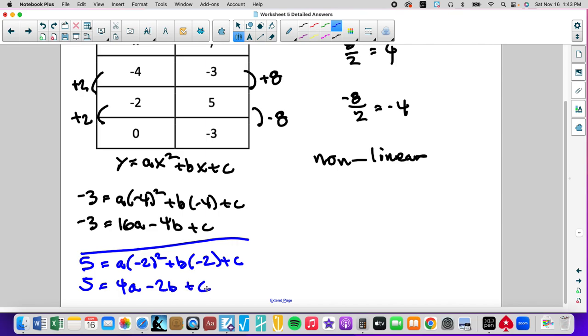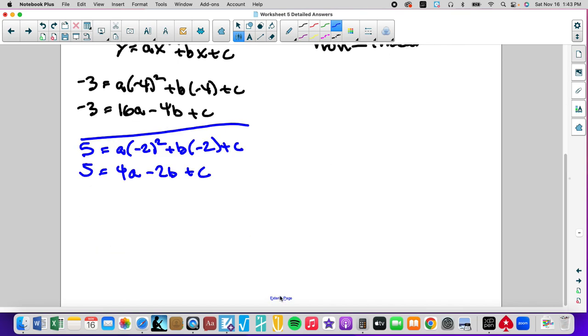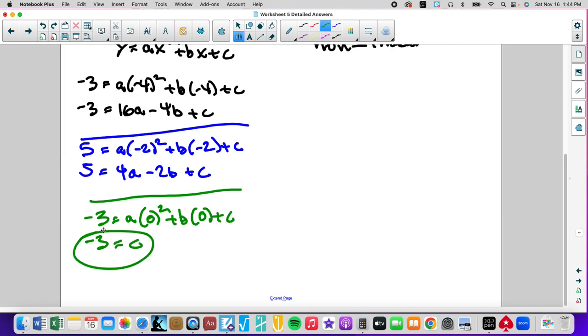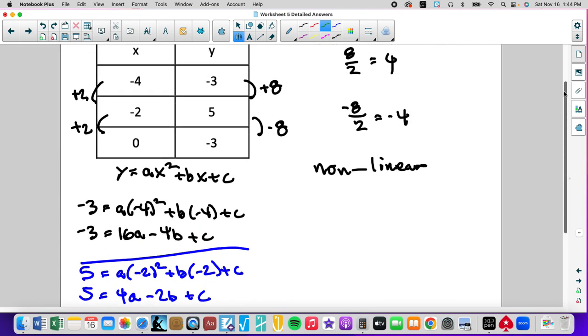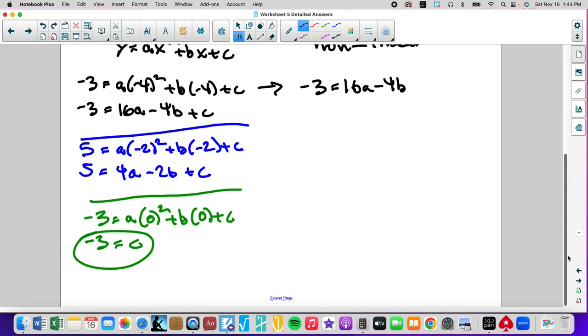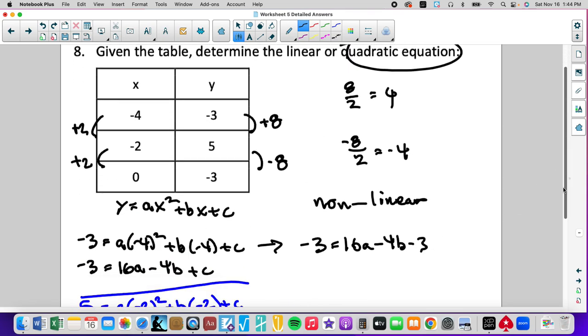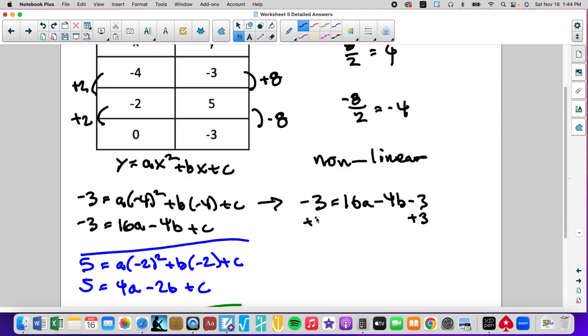Just checking our work, we're good there. And then our last equation is going to use the point 0, -3. So -3 equals a times 0 squared plus b times 0 plus c, which simplifies to -3 equals c. We love it when we get those ones. And now we're going to plug that back in and get new equations over here. -3 equals 16a minus 4b, and c is -3, minus 3. We're going to add 3 over.